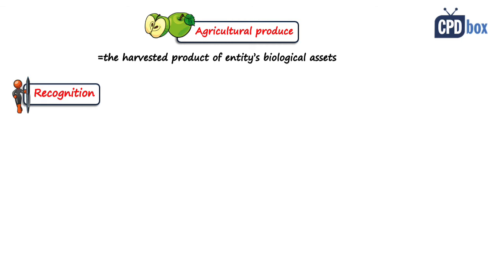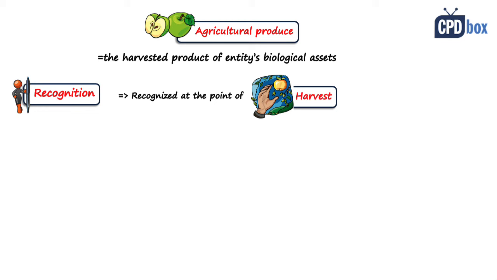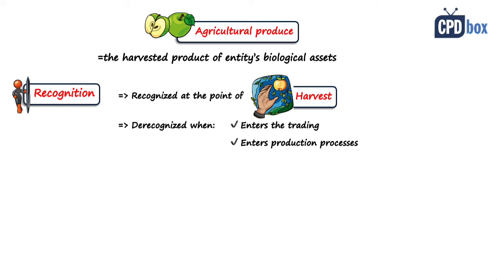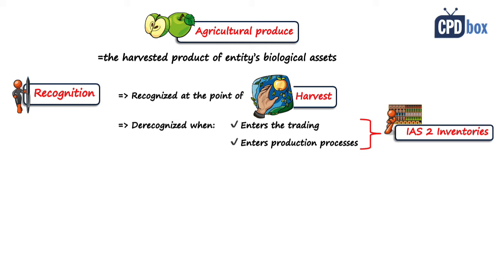Let's take a look at agricultural produce. The harvested product of entities' biological assets, for example, fruits, vegetables, milk, that's all agricultural produce. And this should be recognized at the point of harvest or when the produce is detached from the biological asset. So the apple picked from the tree, the milk milked from the cow, so you get the point. The produce is derecognized when it enters either trading activities or production processes within integrated agribusiness, for example, when farmers start to process milk and make cheese. When the produce is derecognized, then you start to recognize it under IAS 2 inventory. So you stop having agricultural produce and you start having inventories.